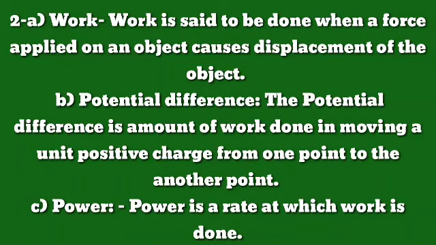First, work. Work is said to be done when a force applied on an object causes displacement of the object. B. Potential difference. The potential difference is the amount of work done in moving a unit positive charge from one point to another point. And third one is power. The definition of power is the rate at which work is done. Friends, in this question you have to write any one definition. It should be of work, potential difference, or power.